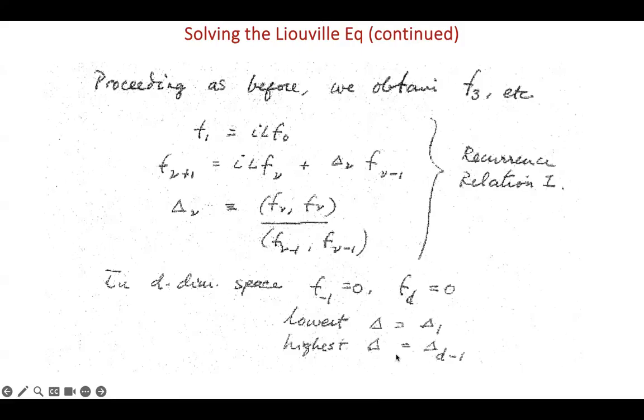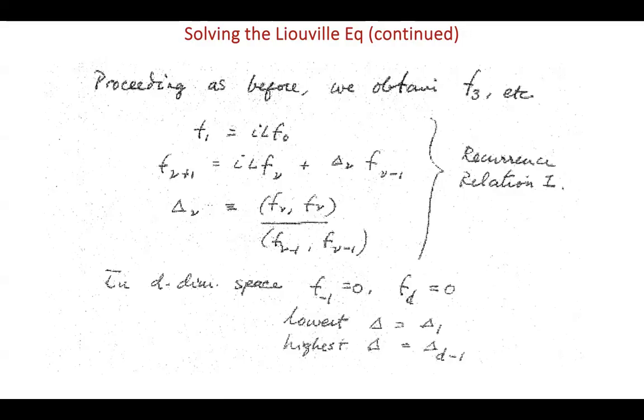And of course, there are some definitional issues. The highest delta is d minus 1 because delta d would be 0. That's how we have defined our d-dimensional space. And the highest fd would be 0. And by definition, f starts from 0 only, so f of minus 1 is also equal to 0. And the lowest delta is delta 1. There is no delta 0 because it's a ratio of two consecutive length squares. So we have arrived at how to construct the basis vectors.